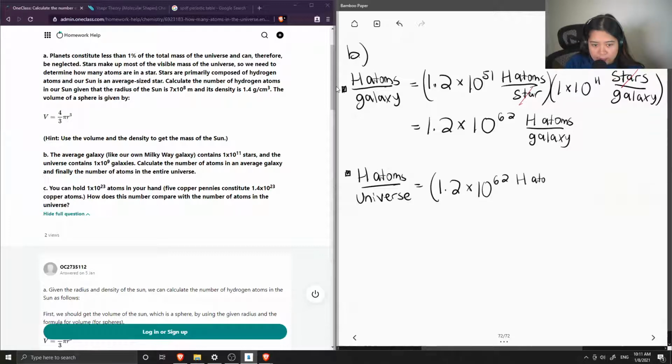H atoms per galaxy. And now we need to multiply by 1 times 10 to the 9. And this is galaxies per universe.